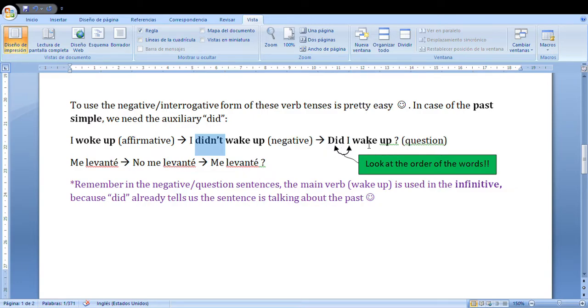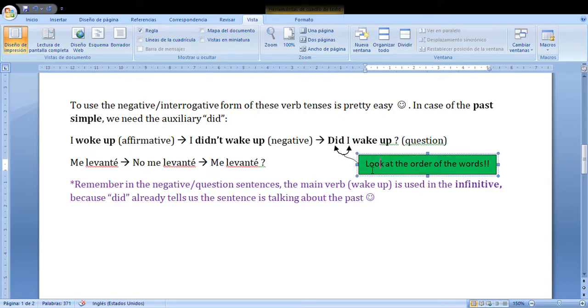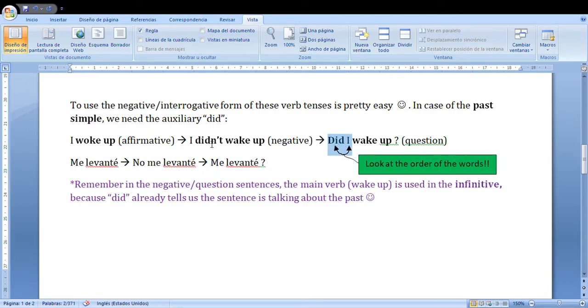And in the question, did I wake up? This is something that maybe I ask to myself. Did I wake up at 8 or at 9? Okay? Careful, and I put it here, look at the order of the words, because did I, okay, it's exactly the opposite order of I did not wake up. Okay? First did, then the subject, and then the verb, always in the present, because again, we have did, which is telling me that the action is in the past. In Spanish, me levanté, no me levanté, and me levanté would be the question.